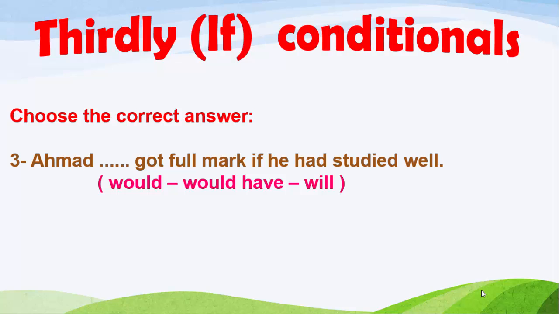What's the correct answer? The correct answer should be would have, because this sentence is in the third conditional, and I have known that the sentence is in the third conditional from the verb had studied. This verb is in the past perfect, and whenever I have a verb in past perfect, the second part of the if conditional must be formed with would have plus the past participle.